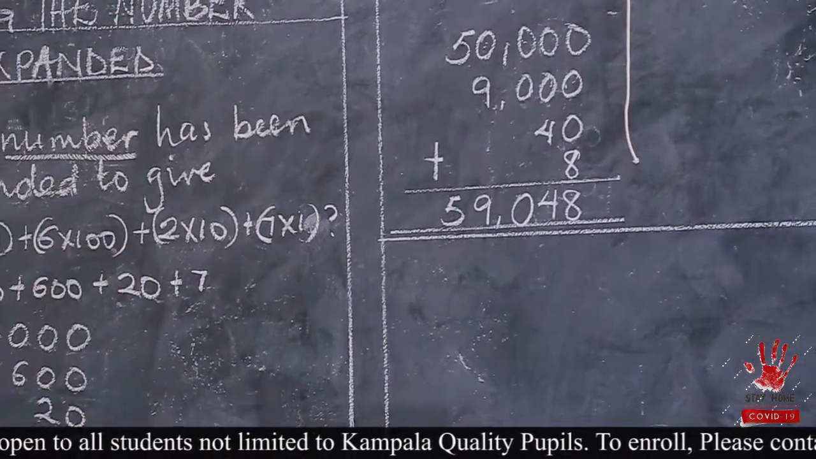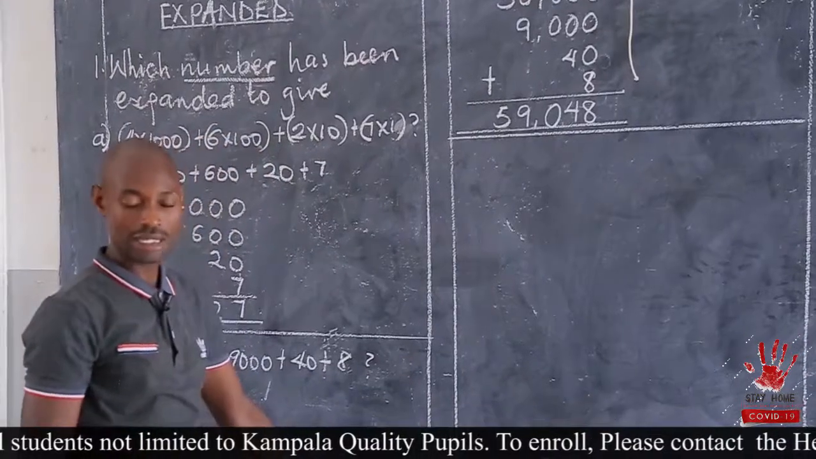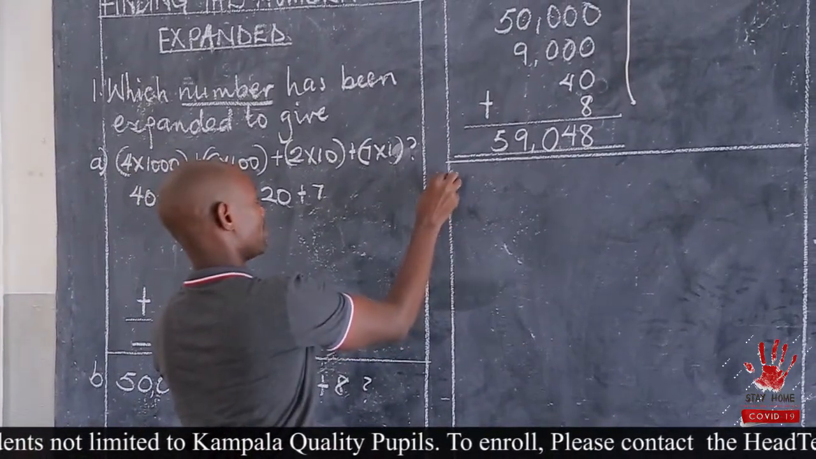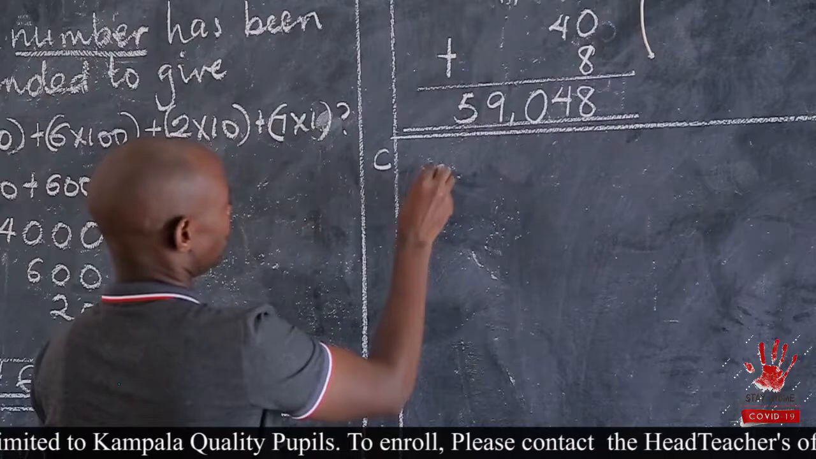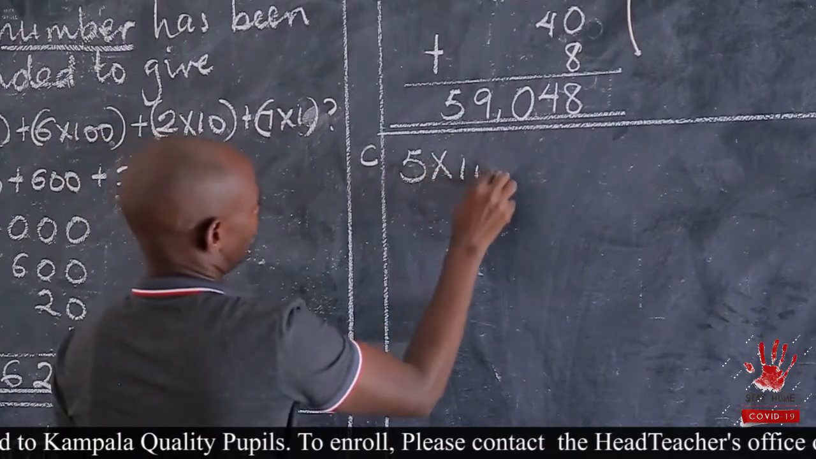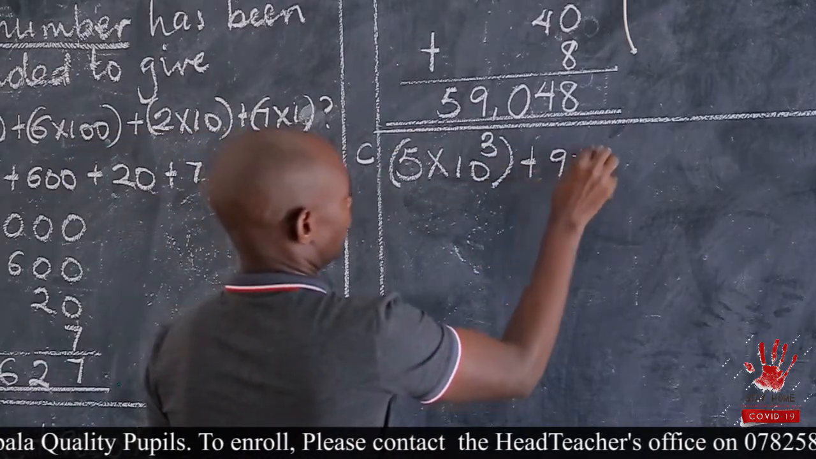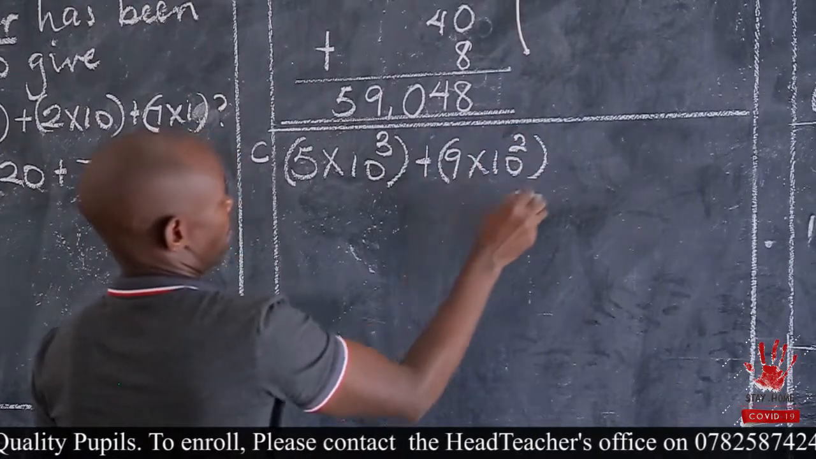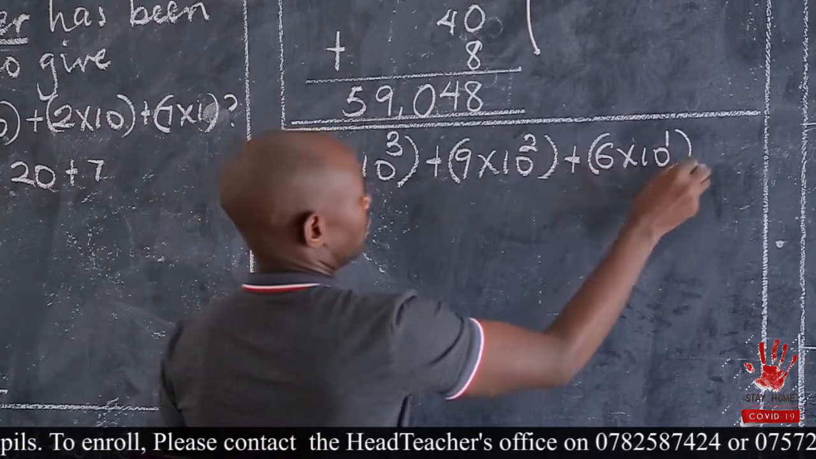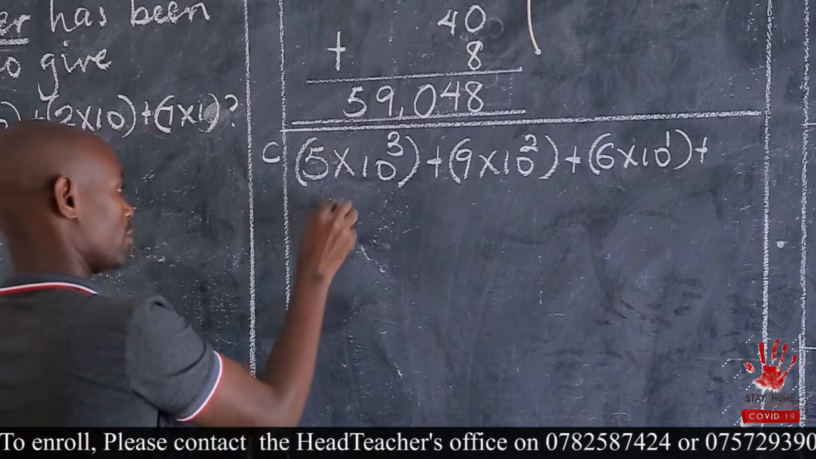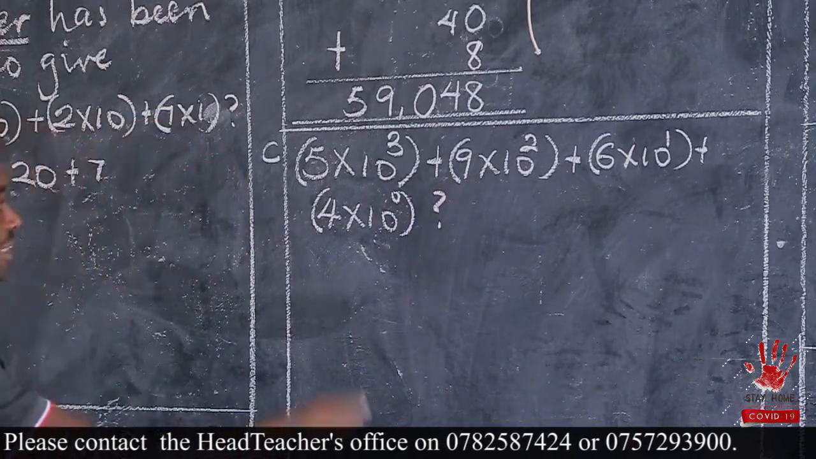What if I give you a number which has been expanded using powers of 10 or exponents? That is our example C. Which number has been expanded to give us this number here? 5 times 10 to power 3, plus 9 times 10 to power 2, plus 6 times 10 to power 1, then finally 4 times 10 to power 0. Which number was expanded to give us this one?